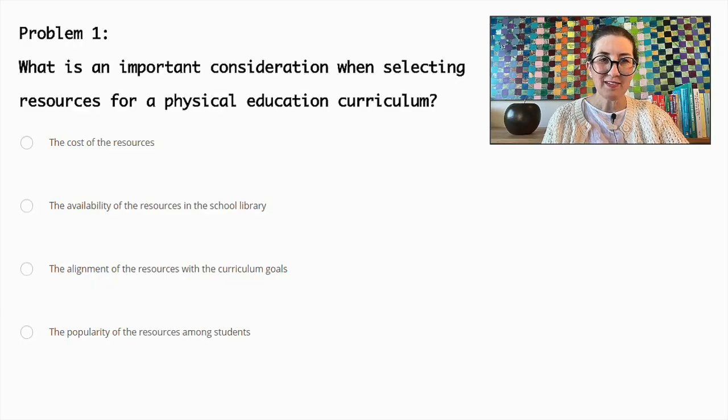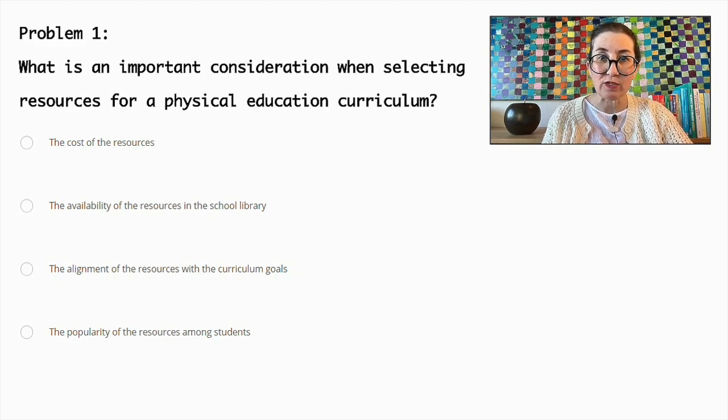Problem number 1. What is an important consideration when selecting resources for a physical education curriculum? The cost of the resources, the availability of the resources in the school library, the alignment of the resources with the curriculum goals, or the popularity of the resources among students.